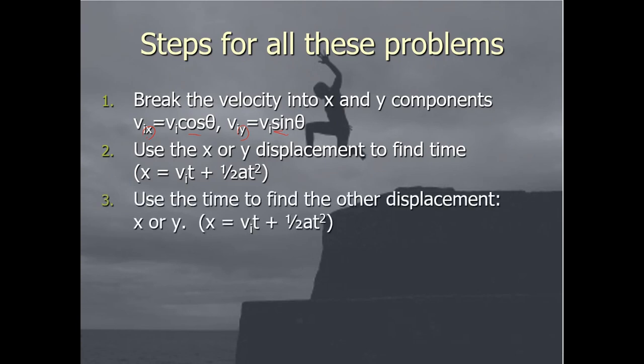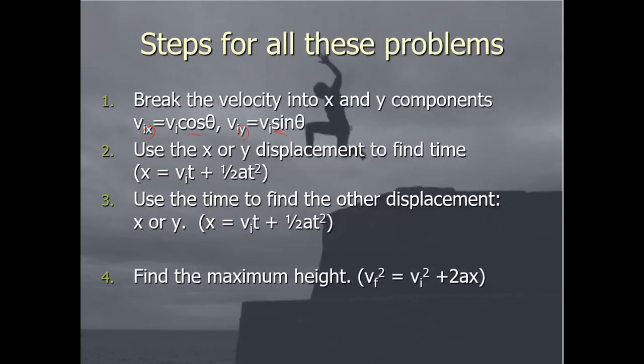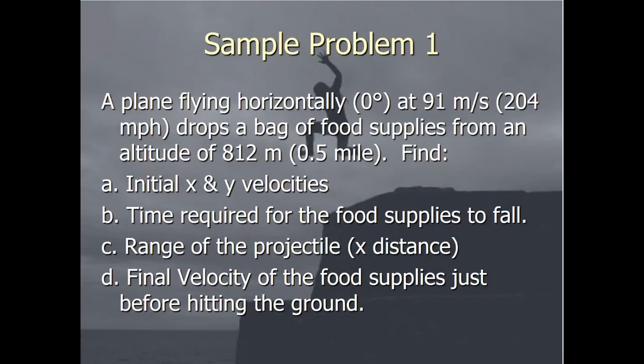Number three, we'll use the time to find the other displacement. So once we have the time on the other side, we can use that in order to find the y or the x value. And then if it asks us to find maximum height, typically we'll plug that back into the squared equation, and this instead of an x will be in the y direction. And then lastly, if we need to find the final velocity, we'll put everything back together to find those values.